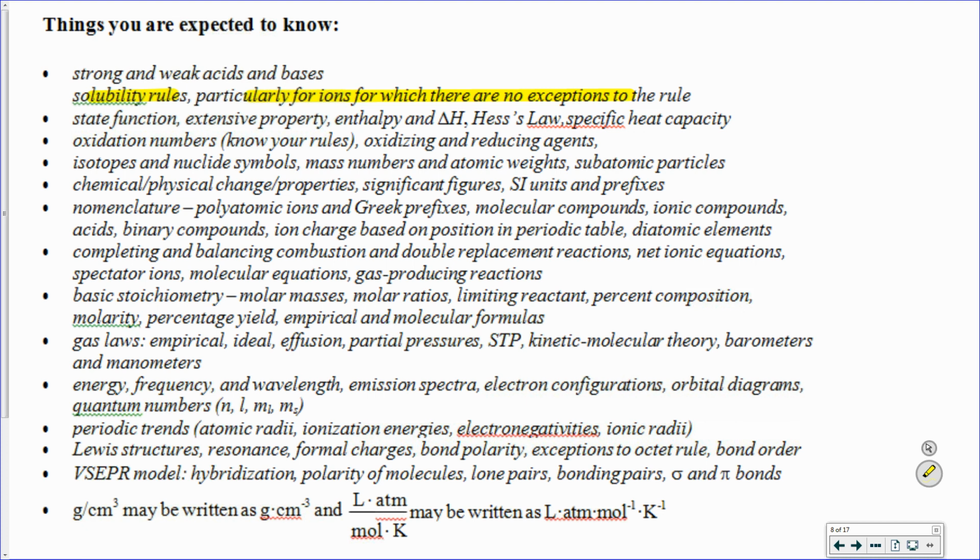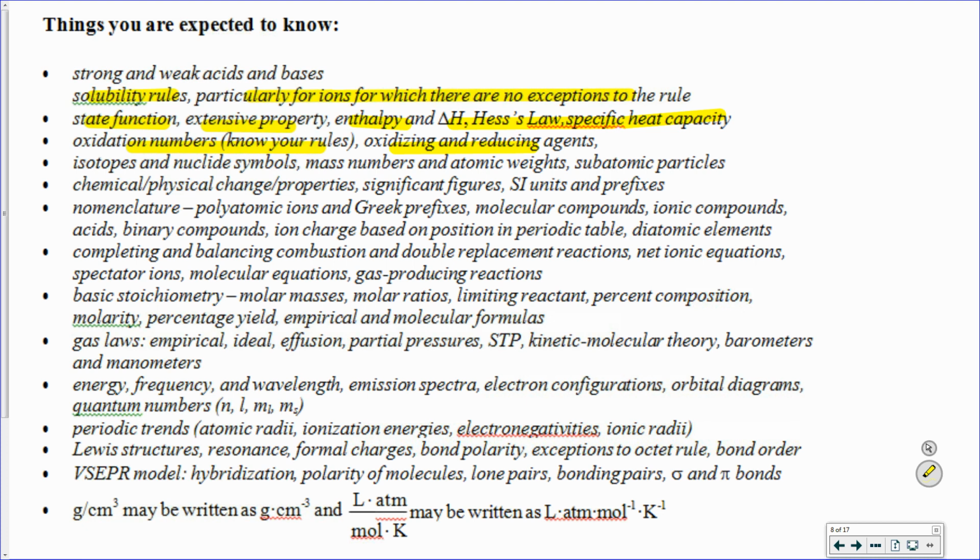Things that we talked about with energy. What it means to be a state function, an extensive versus an intensive property, enthalpy, how to apply Hess's law to calculate an enthalpy for something, and then specific heat capacity, so you can calculate the energy change associated with a mass and change in temperature. How to assign oxidation numbers, all right? And then the rules for what's an oxidizing versus reducing agent.